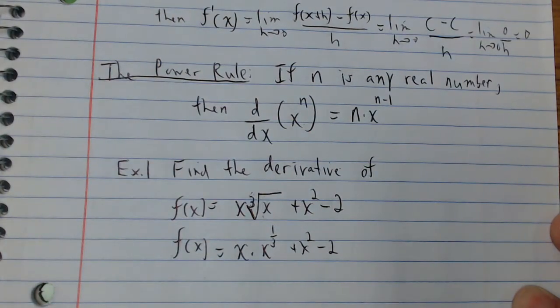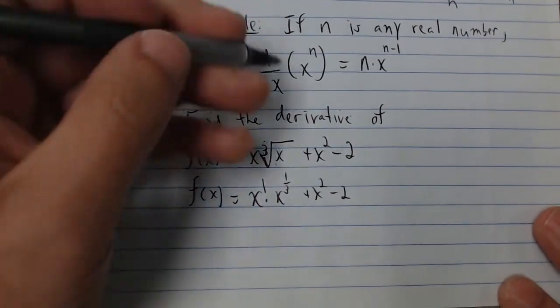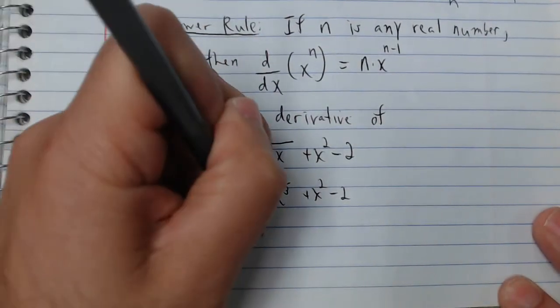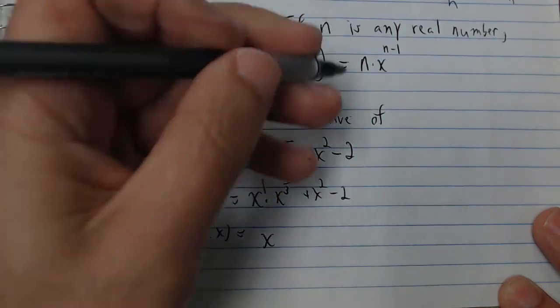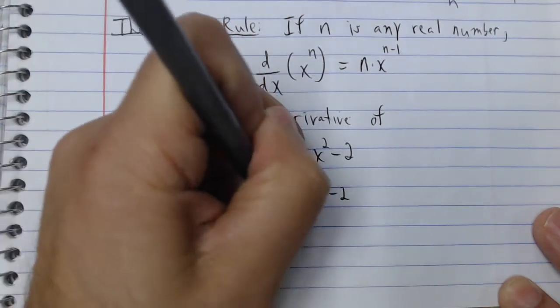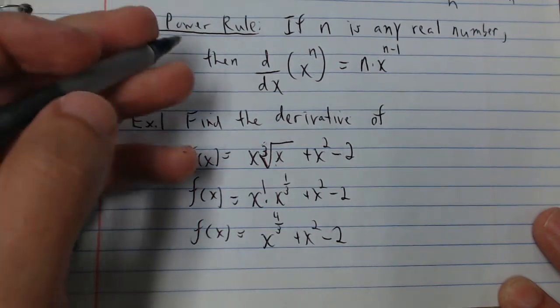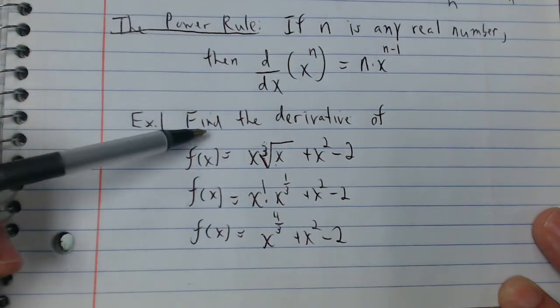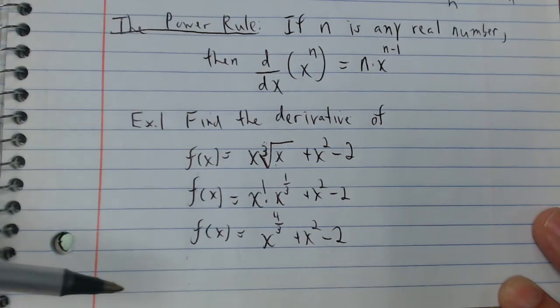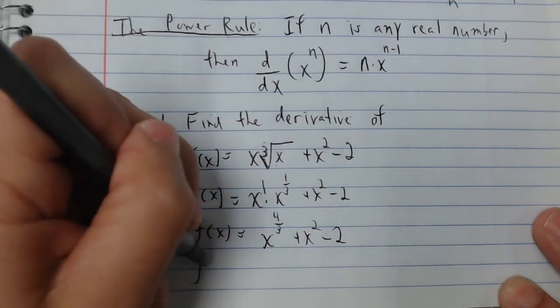And see, I'm not even ready to find the derivative just yet, because what I could do is multiply these together. And what is it that we know? When we multiply the same bases together, we add the exponents. F of x becomes x to the 1 plus 1/3, which is 4/3, plus x squared minus 2. Now look at what this looks like. This actually looks like I could use the power rule because it's x to some power. So now I could find a derivative. Notice how all this work I've done, I haven't even answered the question. But let's continue. Let's finish this off.